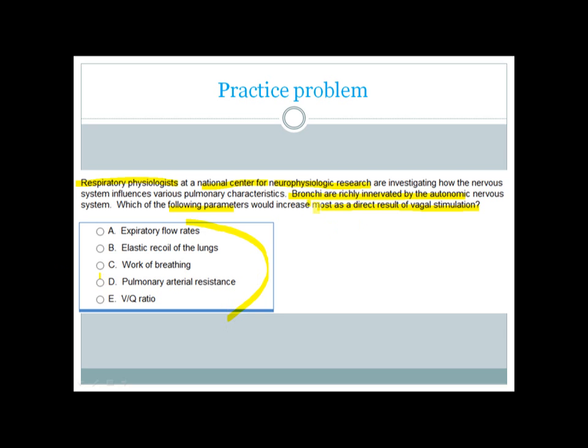So here they are asking about the result of vagal stimulation. The vagus is a parasympathetic nerve, and as you know, parasympathetic nerves have a positive effect on the contraction of the bronchial smooth muscles. So if there is contraction of the bronchial smooth muscle, the bronchial radius will decrease from here to here. As the radius is decreased, there will be increased airflow resistance, and as the airflow resistance increases, the patient will have to do more work to breathe. So the work of breathing will be increased.